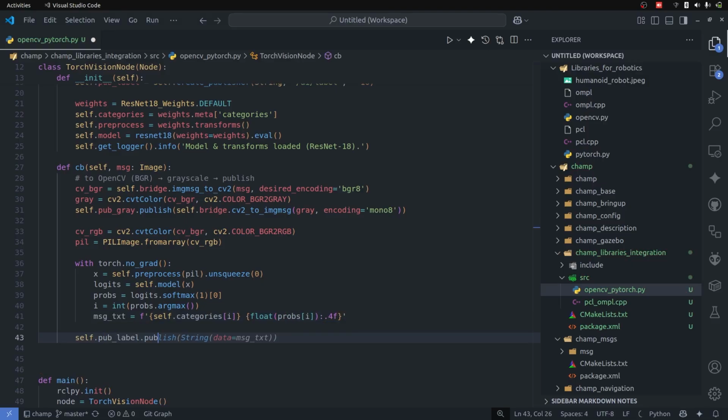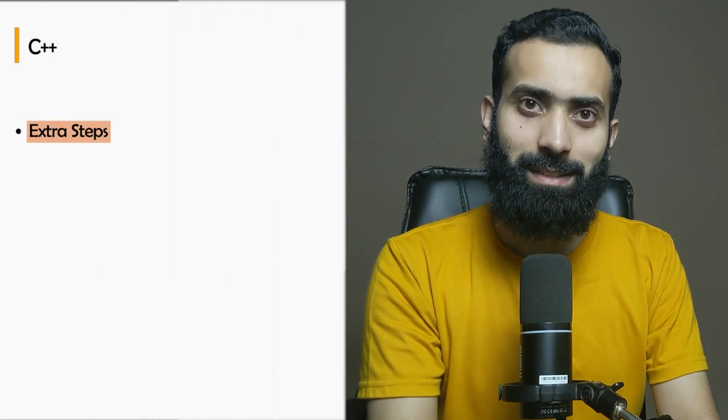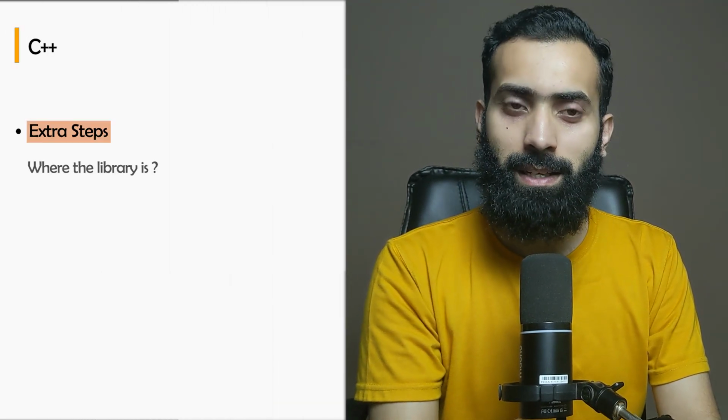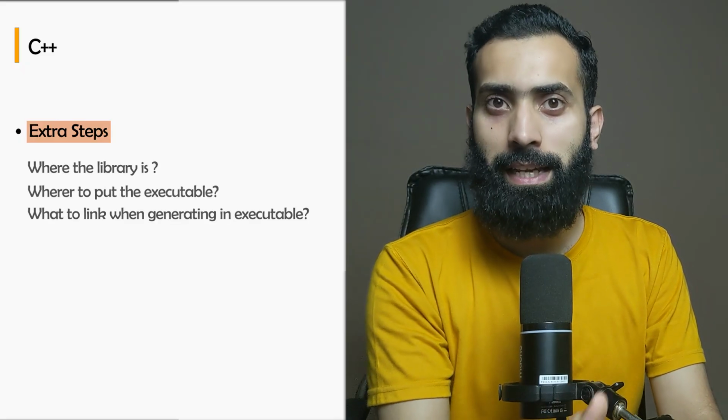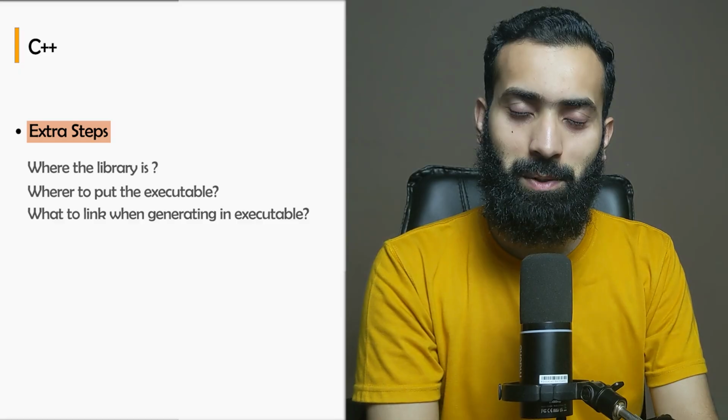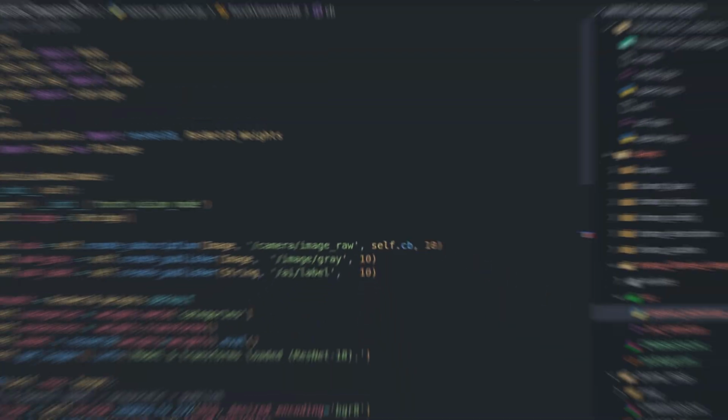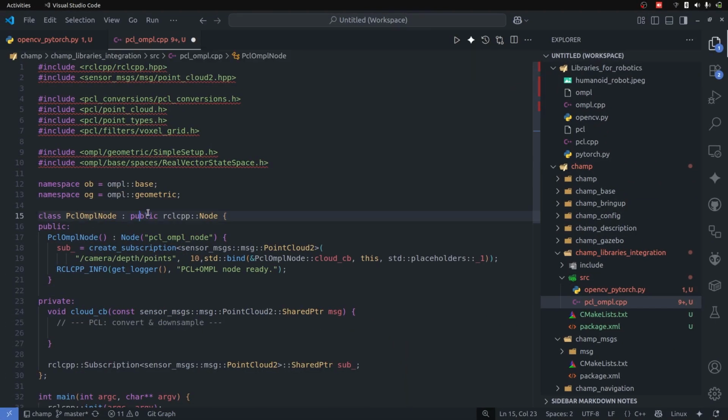Afterwards, just publish this label onto the ROS2 topic. Python was quite easy. We just added the executable path and that's it. Now coming to C++, we need some extra steps to tell where the library is, where to put the executable file, and what to link when generating an executable. Let's look into that. Let's create the OMPL and PCL node.